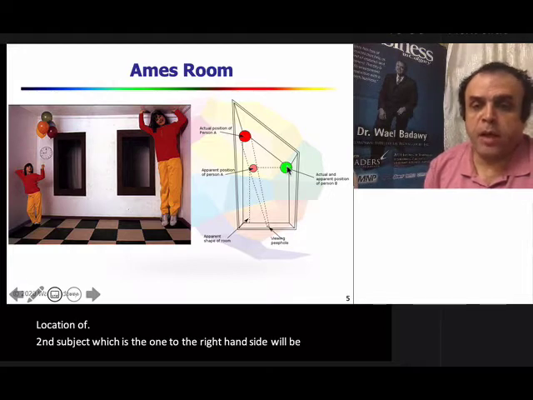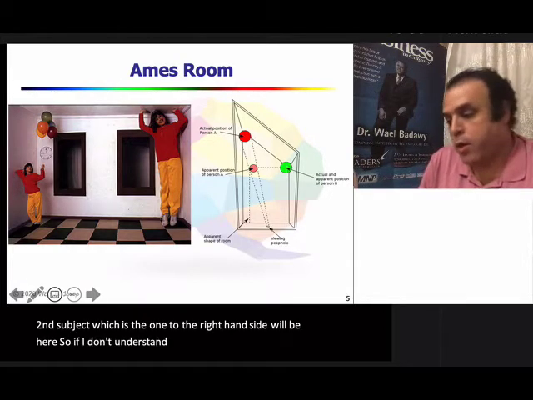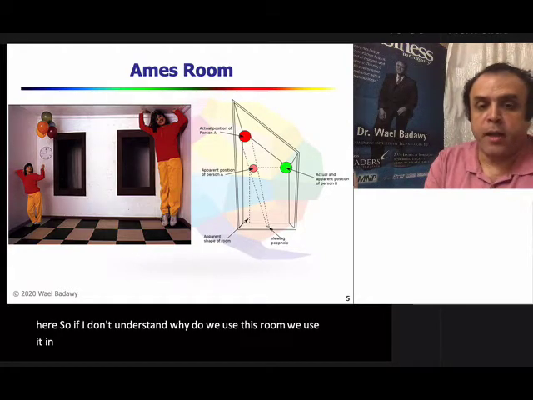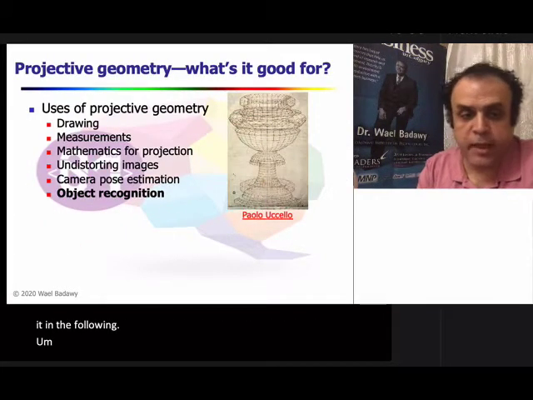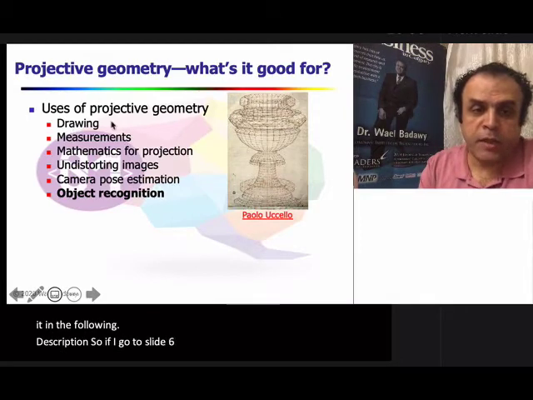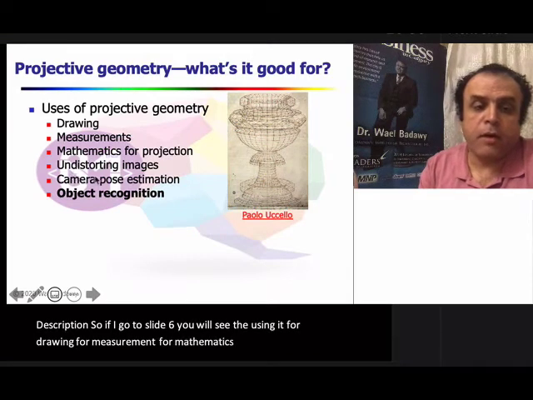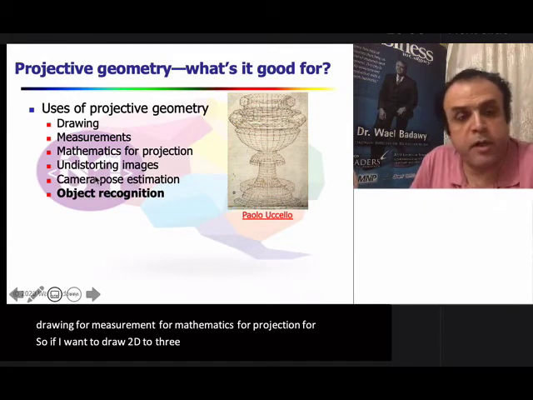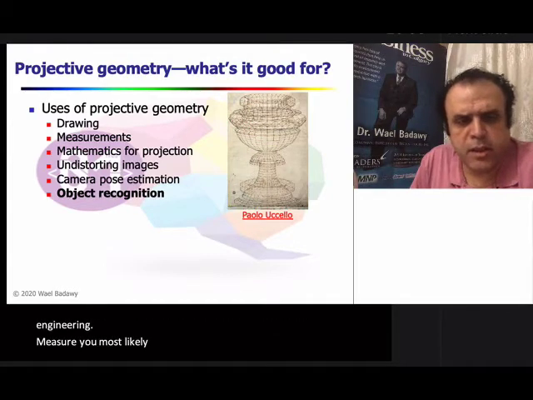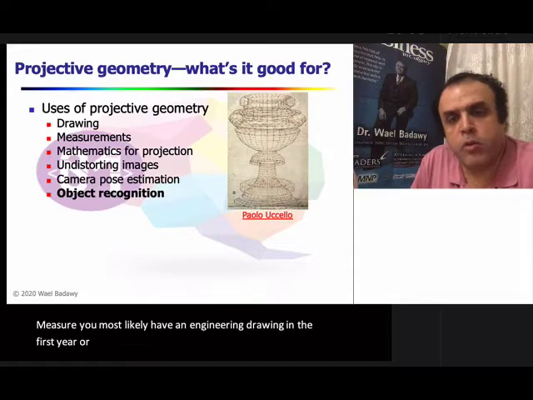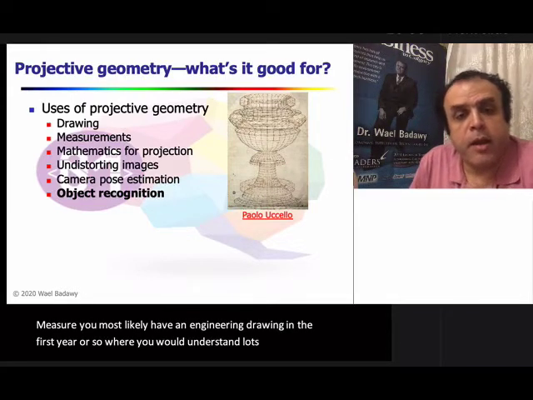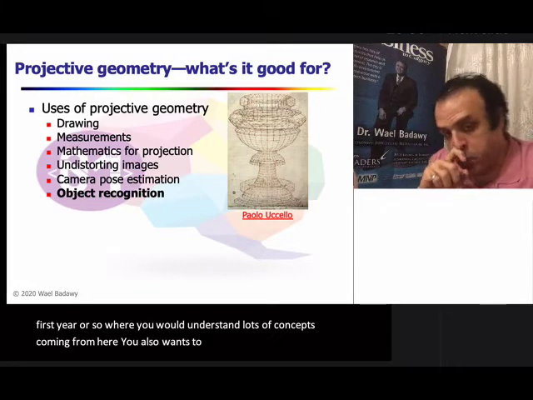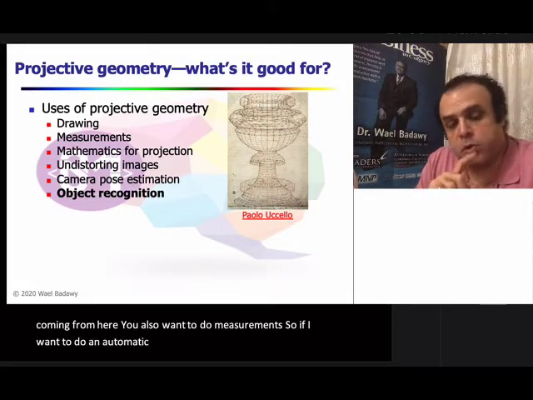So if I want to understand why we use this room, we use it in the following description. If I go to slide 6, you will see we use it for drawing, for measurement, for mathematics, for projection. So if I want to draw 2D to 3D, which is usually in engineering major, you most likely have an engineering drawing course in the first year or so, where you'll understand lots of concepts coming from here. You also want to do measurement. So if I want to do an automatic measurement, how will we be able to proceed?